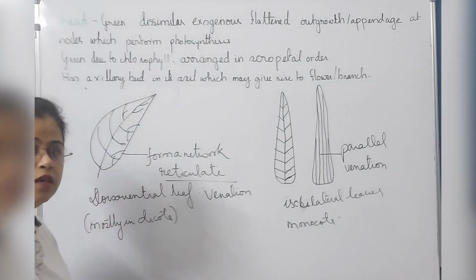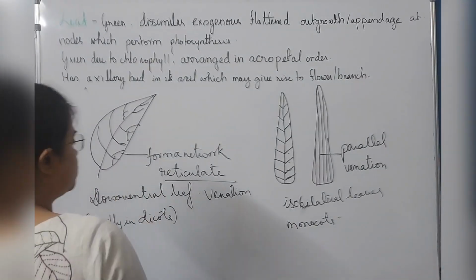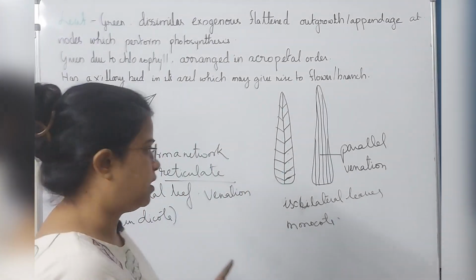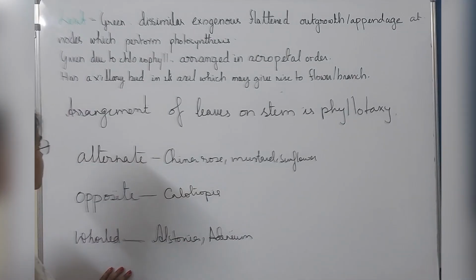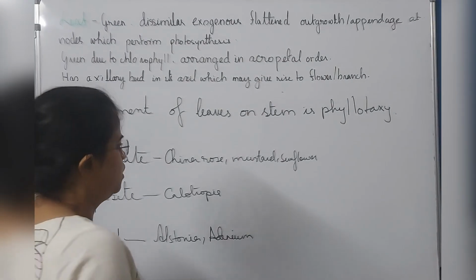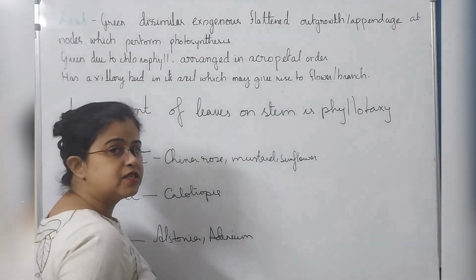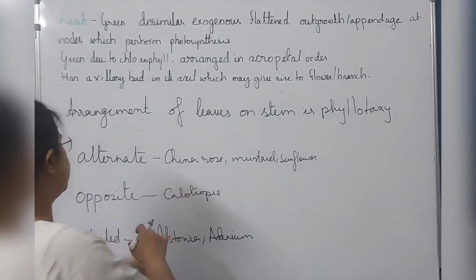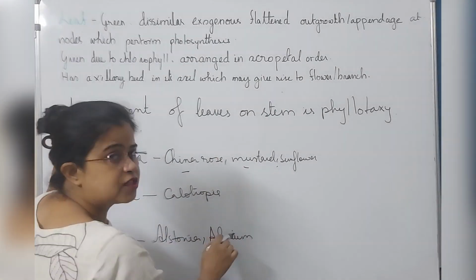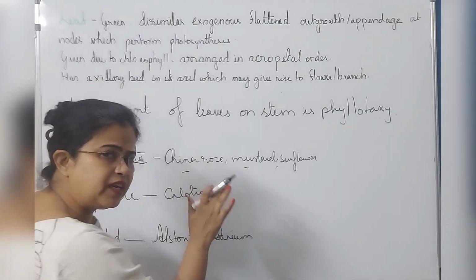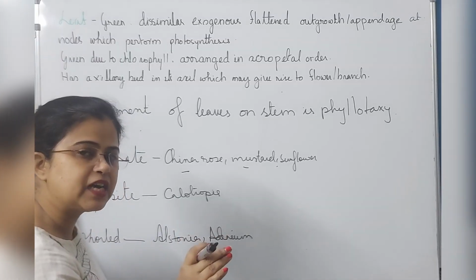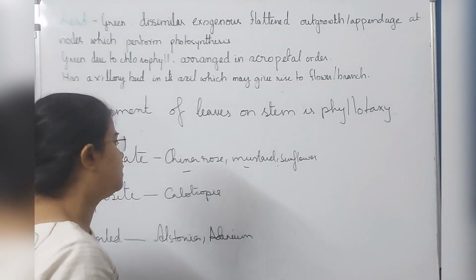Now let us look into the modifications of the leaf. और अब हम लीफ का अरेंजमेंट देखते हैं. How are they arranged on a stem. अब हम अरेंजमेंट ऑफ द लीव्स ऑन अ स्टेम देखते हैं. So the arrangement of leaves on a stem is called phyllotaxy. वो कैसे arranged होता है? There are three types. Alternate. कहाँ देखने को मिलता है? China rose, mustard and sunflower. These three examples are given in your syllabus. तो आप यही तीन याद कीजिए इससे बाहर. Usually जो examples आपके syllabus पे है वही examples आ सकते हैं. बाहर के बहुत ज्यादा नहीं आएंगे.